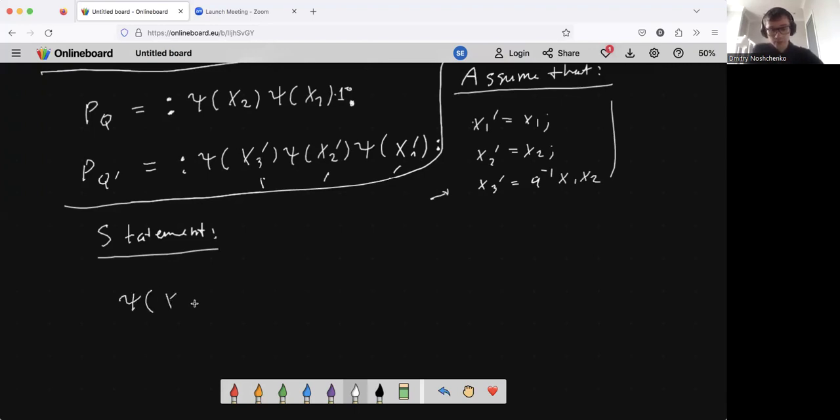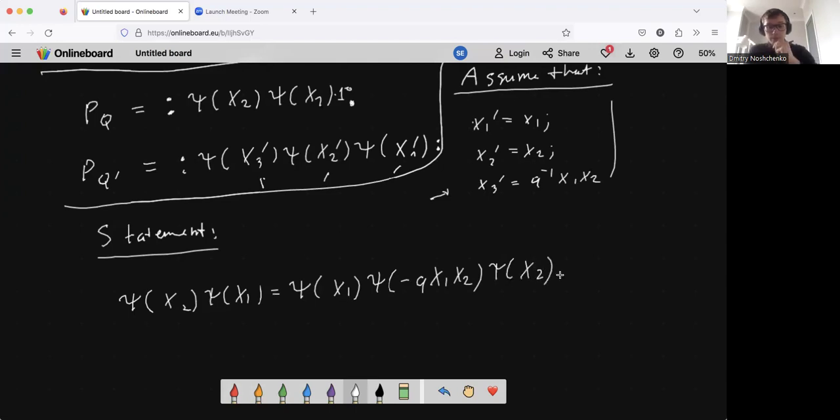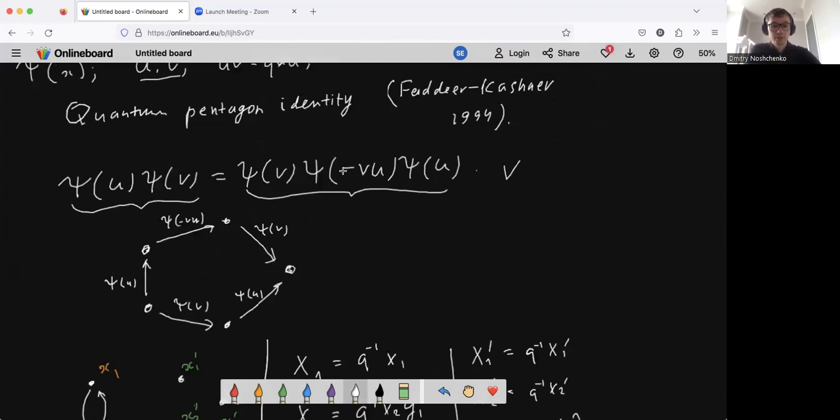So we have psi of x2, psi of x1 equals psi of x1, psi of minus q x1 x2, psi of x2. So essentially what we did here, we used the fact that the psi operators obey the quantum pentagon as above, so this identity.